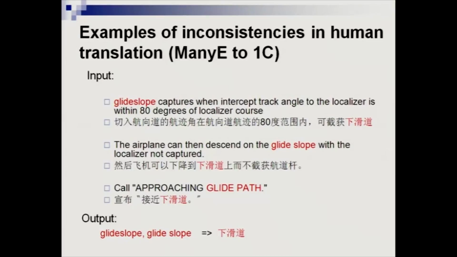Some interesting things we can find. For example, we find some inconsistency. This is because these are operation documents for pilots on how to fly the airplane. So the translation quality should be very high, but we still find some inconsistency. For example, multiple English terms to one Chinese term. For example, glide slope to 下滑道. Two English terms to one Chinese term.